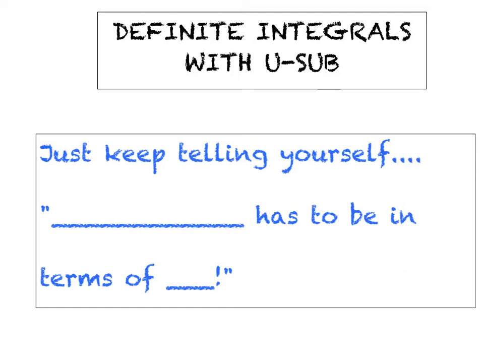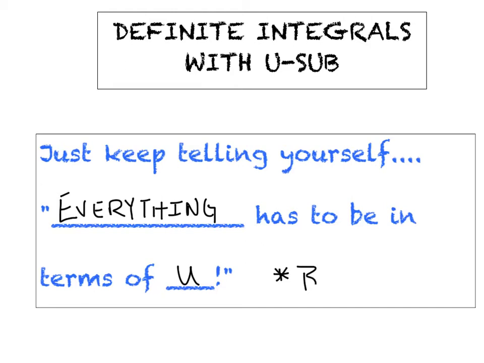Now the theme as you go through tonight, I need you to keep telling yourself one thing, and that is to make sure everything has to be in terms of u. And I mean everything, okay? Has to be in terms of u. Specifically, I'm going to put a little asterisk here. We've got to make sure we rewrite the bounds so that they're in terms of u as well. The given numbers that they put on there, as initially everything's in terms of x, we've got to change everything and make sure it's in terms of u.